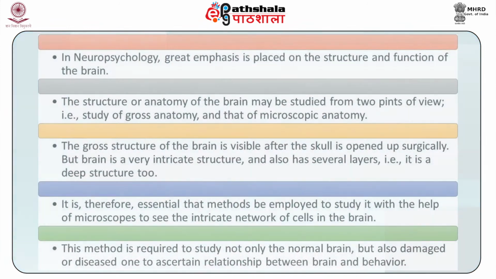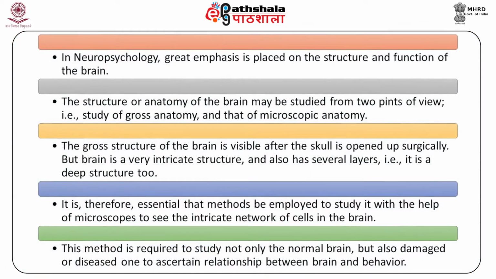Neuropsychology makes use of methods derived from several branches of science and psychology. Histology has been derived from chemistry, where it involves the study of cells and tissues. In neuropsychology, great emphasis is placed on the structure and function of the brain. The structure or anatomy of the brain may be studied from 2 points of view, that is, study of gross anatomy and that of microscopic anatomy.